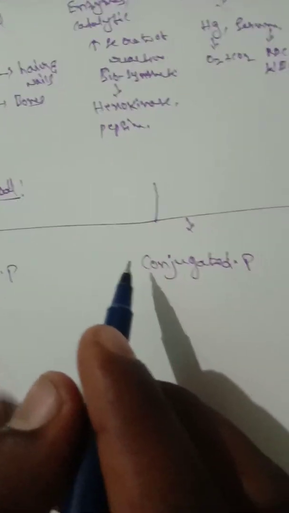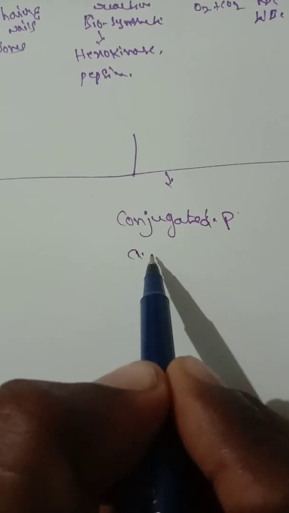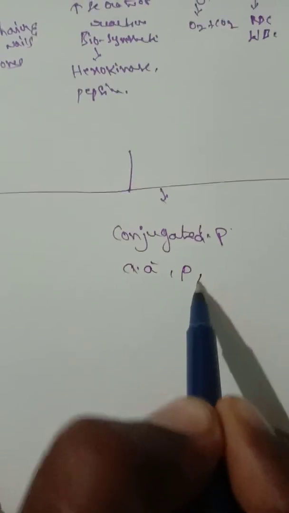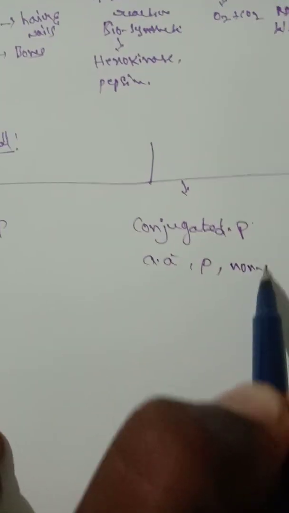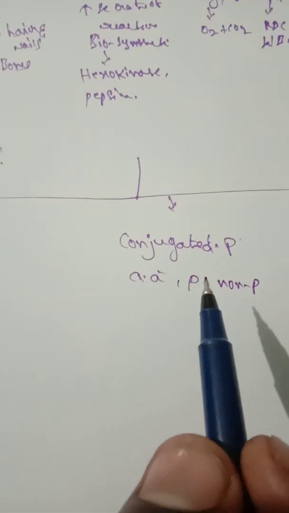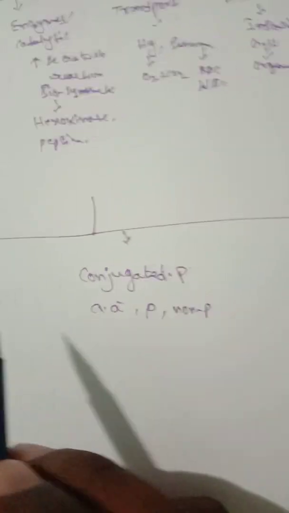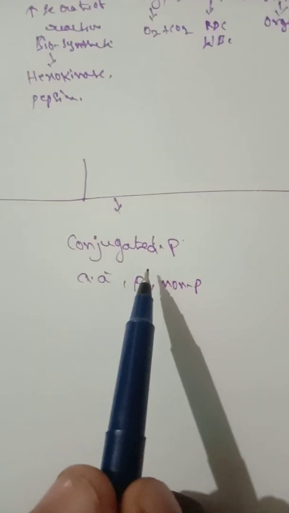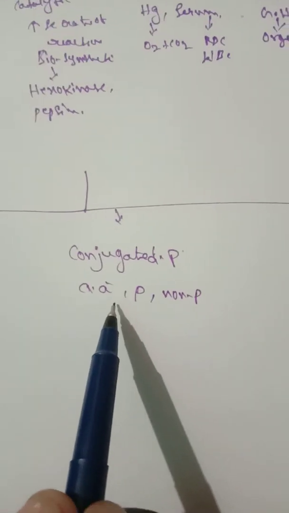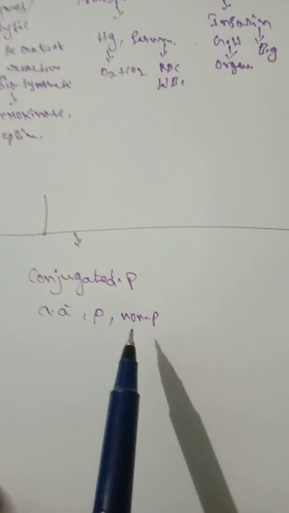What are the conjugated proteins? They contain the amino acid protein group and also a non-protein group. So the conjugated proteins contain the amino acid protein group as well as a non-protein group. So what is the simple protein? The simple protein contains only amino acids. But conjugated proteins contain the amino acids, protein group and a non-protein group also.